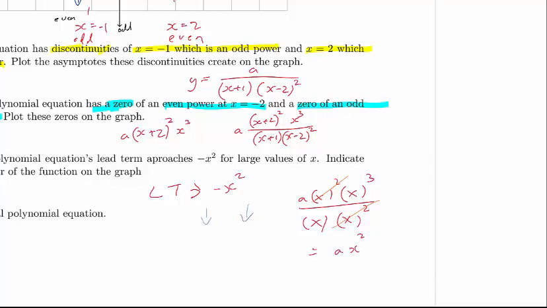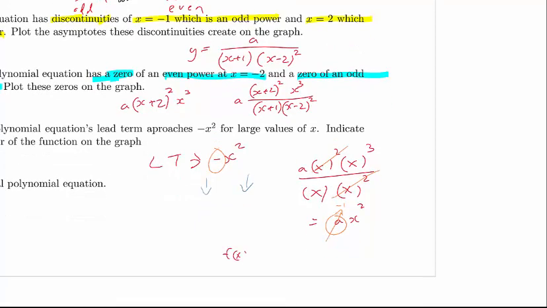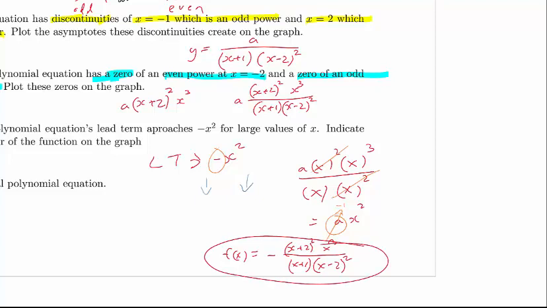So note the last thing we've got to keep in mind. We have an a, and we've got a -1. So what does a equal? It equals -1. So the final form that our equation must take to fit all of these bits of information is simply negative x plus 2, and then everything else is the same: x cubed over x plus 1 times x minus 2 quantity squared, right? So that is what the equation would look like.